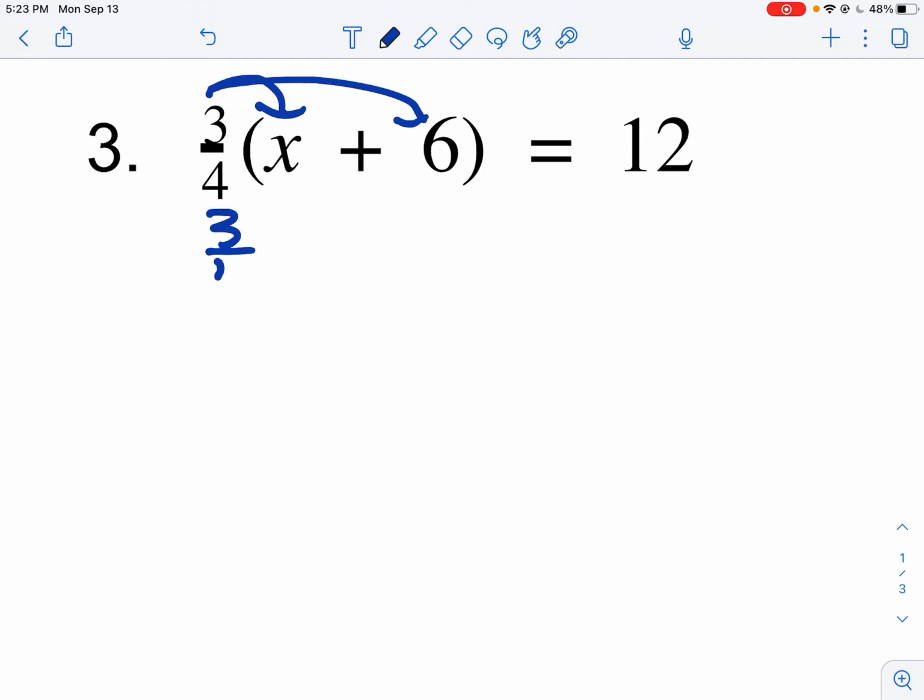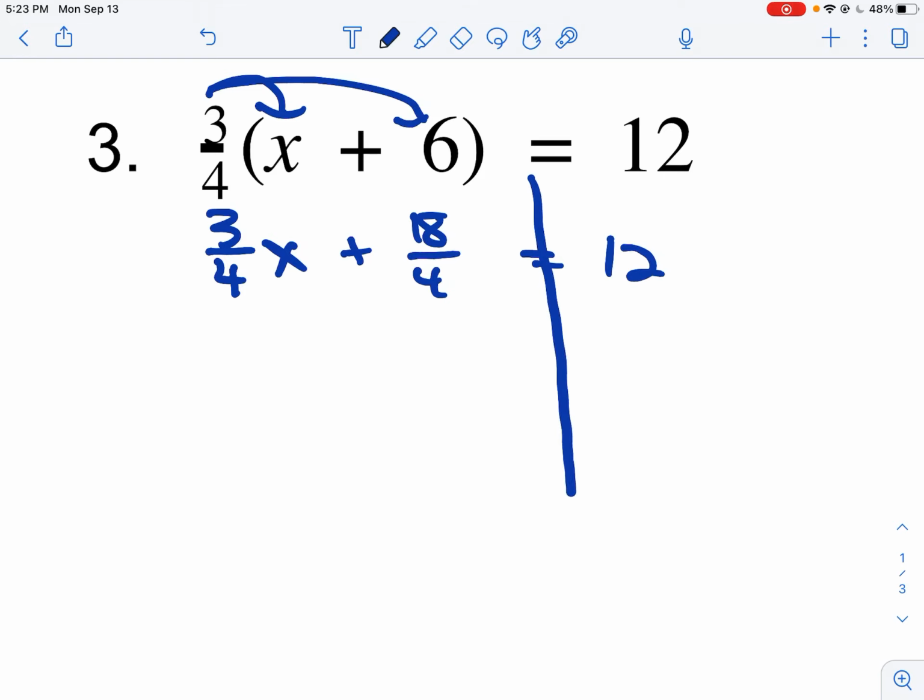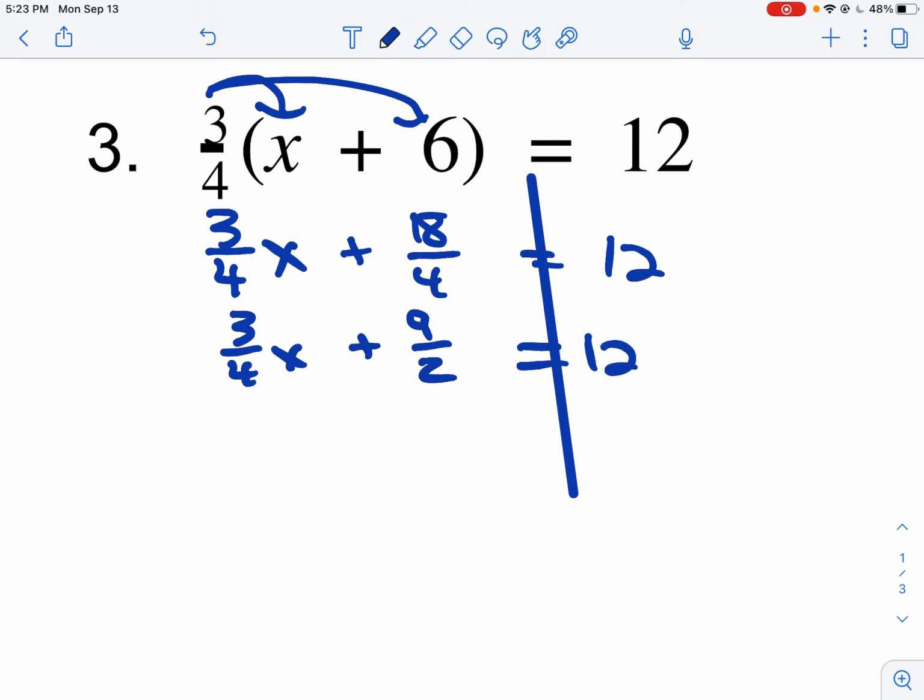Next one. So I multiply through on this one. I get 3/4 x plus 18 over 4 equals 12. Before I do this, I'm going to simplify this, and that's going to become 9 over 2. I'm going to subtract 9 over 2 from both sides. Now, 12 is the same thing as saying 24 over 2.